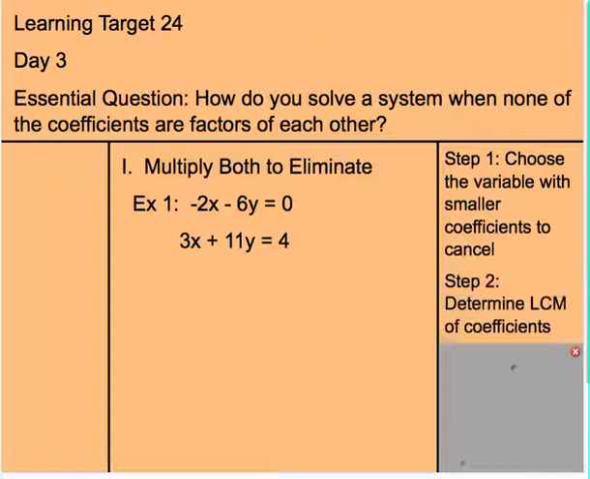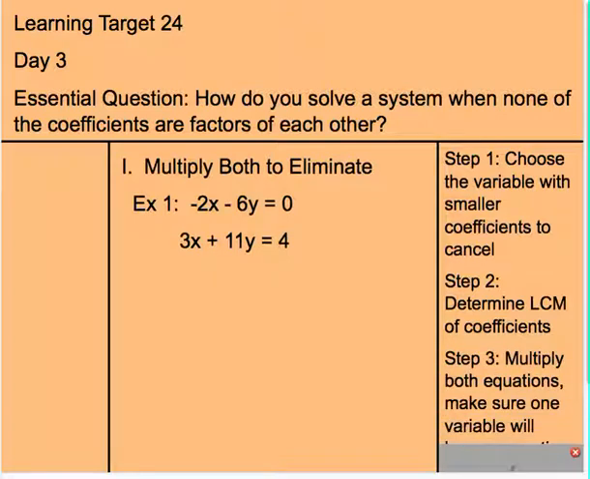Once I decide on a variable to eliminate, I need to find the least common multiple of those coefficients. Remember, a least common multiple is a number that, in this case, 2 and 3 both go into. So I'm thinking of 6 because 2 and 3 both go into 6, so that's my least common multiple. And then I want to multiply both equations and make sure that one of your equations will have a negative coefficient so that when you add them together, the variable eliminates.